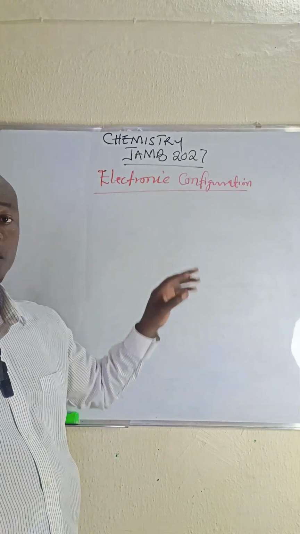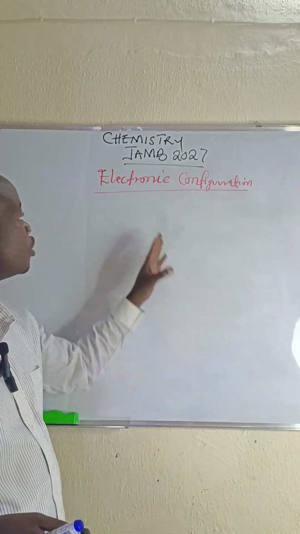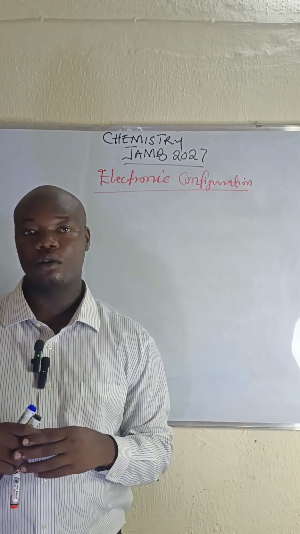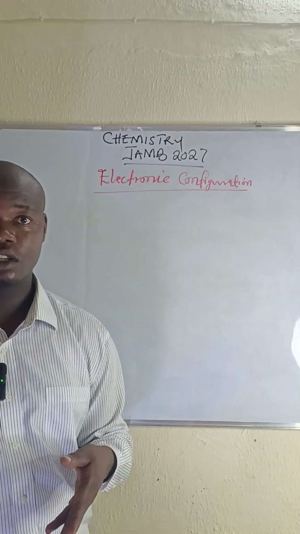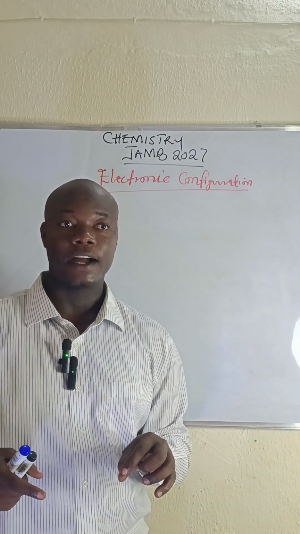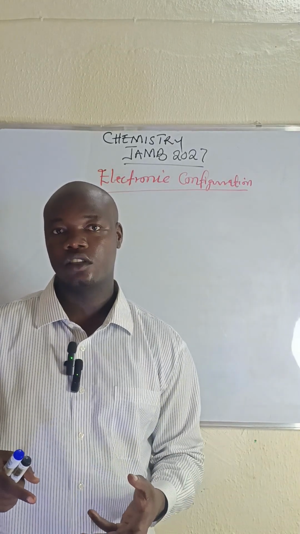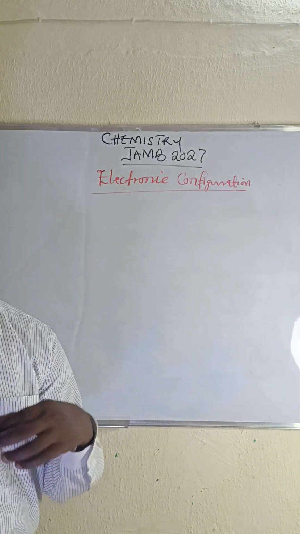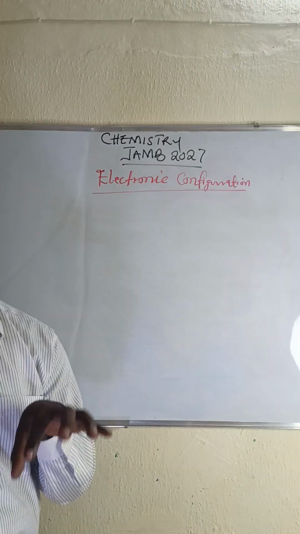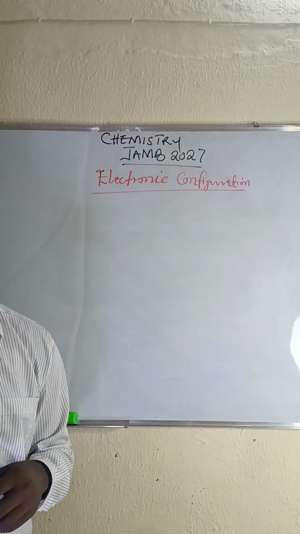Okay, for the continuation of Chemistry JAMB 2027 class, we are going to look at the electronic configuration of an element. When we say electronic configuration of an element, it's a method used to arrange the electrons in an atom. We have two ways or two methods of writing or drawing the electronic configuration of the element.